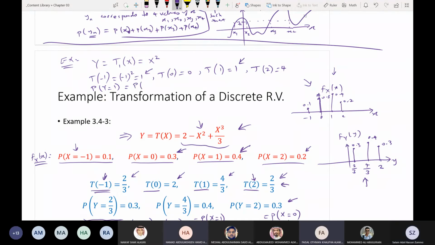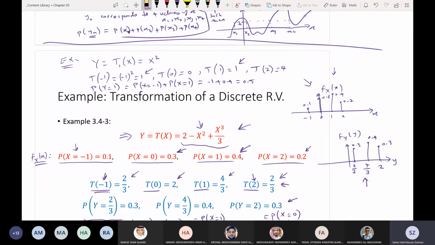Probability x equals -1, plus probability x equals 1. Minus 1 is 0.1, and 1 is 0.4. So we have 0.5.